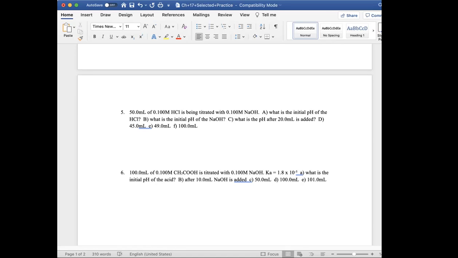Okay. And then let's do 6. Now this is going to be a little more annoying because that's a weak acid right there. So we're going to have to use some Henderson-Hasselbalch stuff because it's titrated with a strong base now. At least they tell us the Ka, so we don't have to calculate that. What's the initial pH of the acid? So let's start off by getting the Ka and turning it into a pKa. I think you know how to do that. I'll be right back. I'm just going to grab something.